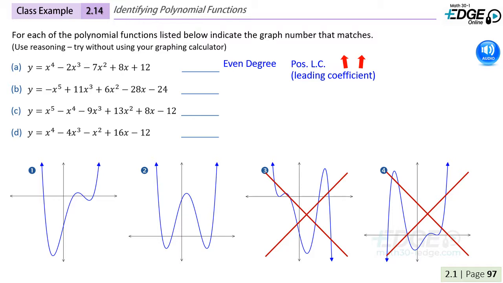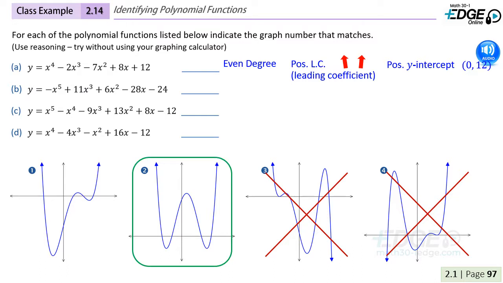In graph 1, we see that the y-intercept is negative because it's below the x-axis, and in graph 2, we see that it's positive. Well, the function given to us in part A has a plus 12 as the constant term. That means that its y-intercept is plus 12. That's enough for us to determine that function A is associated with graph 2. Why don't you take a minute to try the other 3 functions before clicking through the animations?